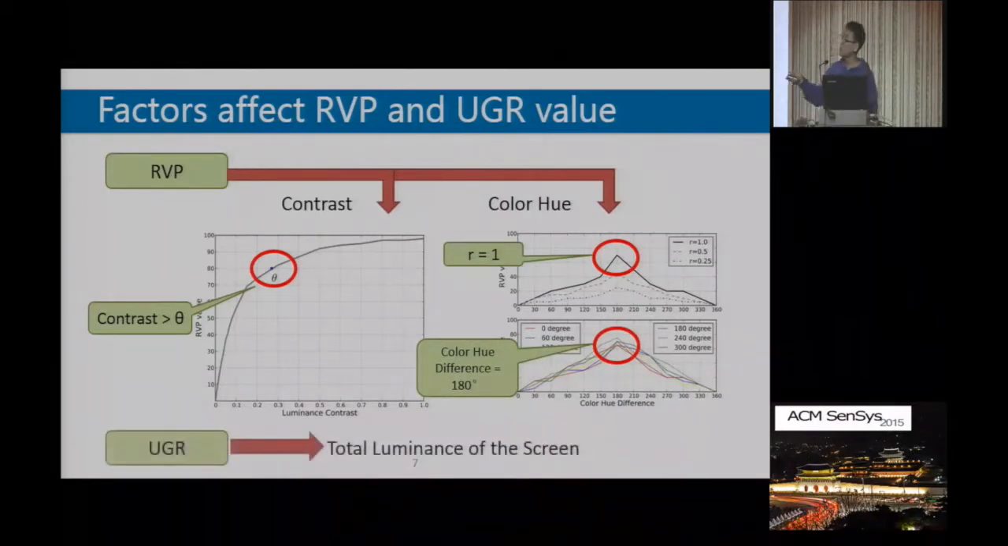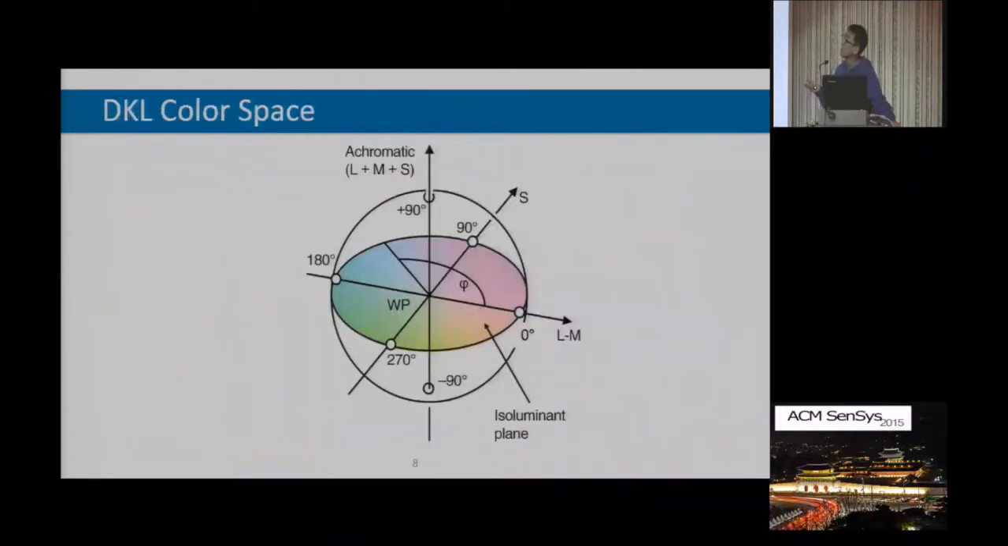And the UGR value, by its formula, we can know that the UGR value is positively related to the total luminance of the smartphone screen. So these are the factors that will affect RVP and UGR value. How can we coordinate all the factors? Here I will introduce a color space called DKL color space to help.